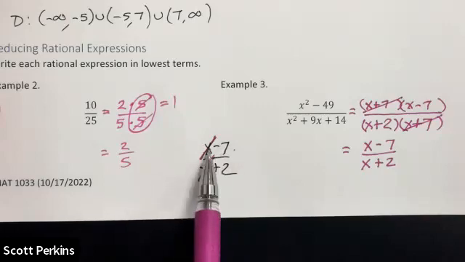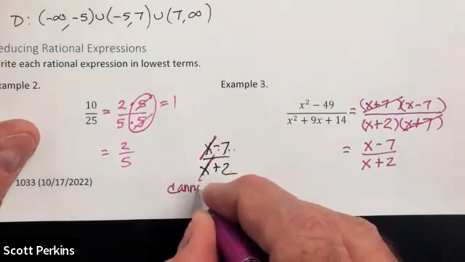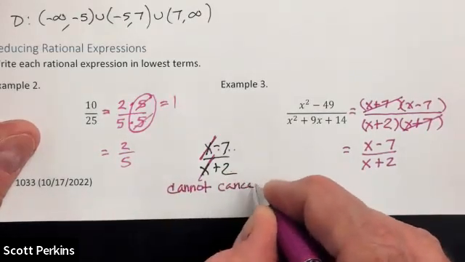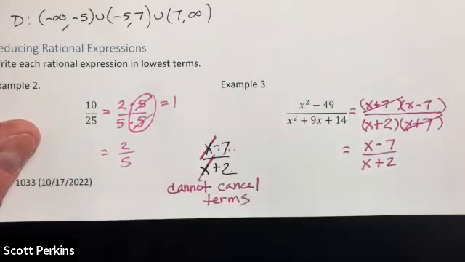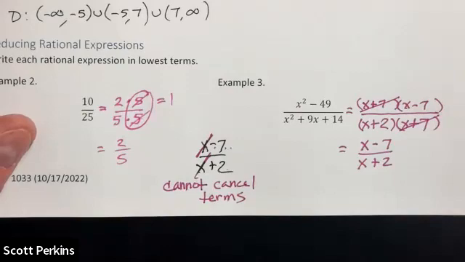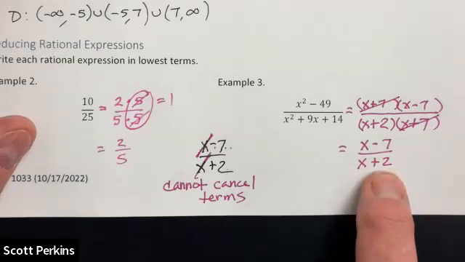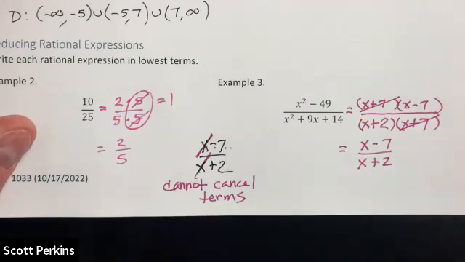And the reason you cannot do that is these things in the numerator and denominator are not being multiplied together. This is x minus 7. That subtraction sign means these two things go together. They are all one thing. And then the x plus 2, those go together. You cannot cancel terms. Make a note to yourself if that would have been your temptation. You can only cancel things that are being multiplied together. And that's why x minus 7 over x plus 2 is the correct final answer. Don't take it too far by doing things that are mathematically illegal.